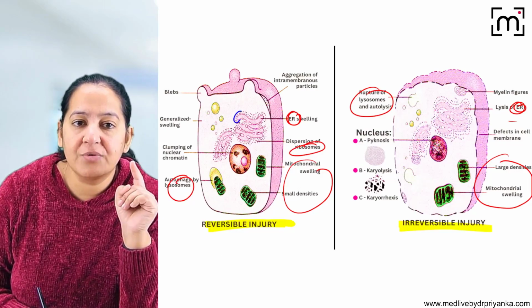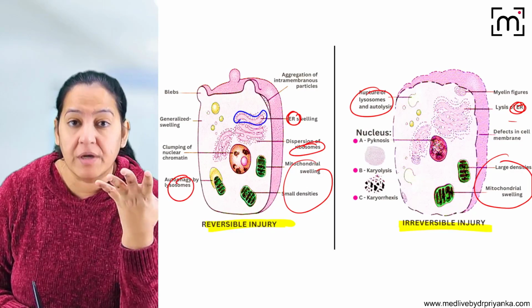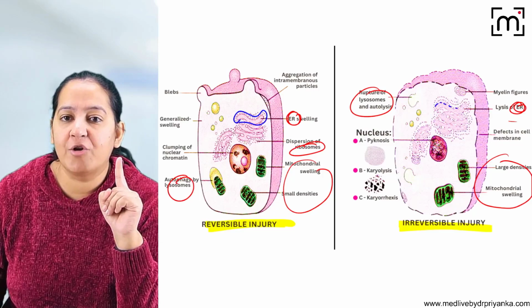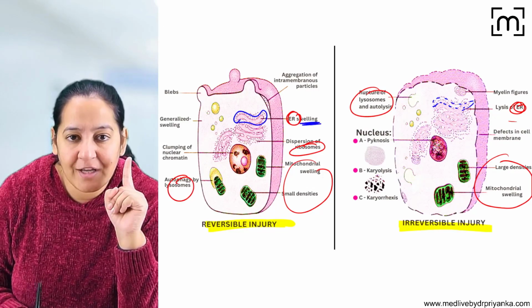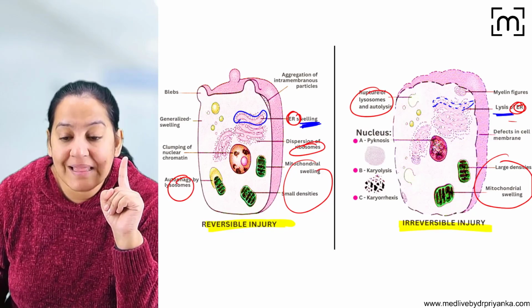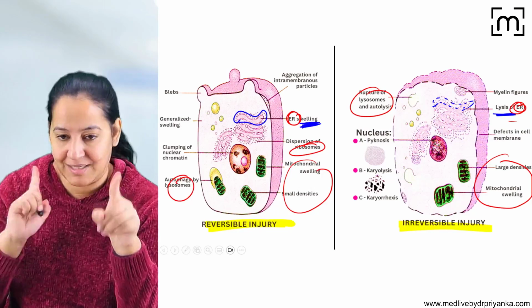Here in reversible cell injury, the endoplasmic reticulum swells out. And here in irreversible cell injury, the endoplasmic reticulum ruptured. It is showing lysis. So here the endoplasmic reticulum shows swelling, and here it shows lysis. Lysis means rupture. So that is the difference.